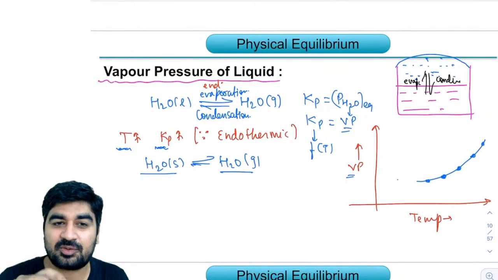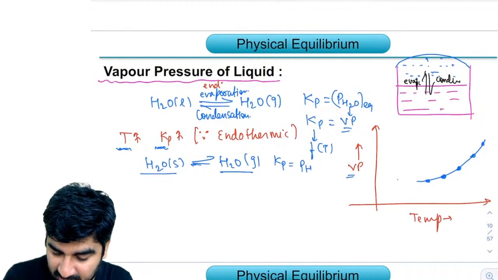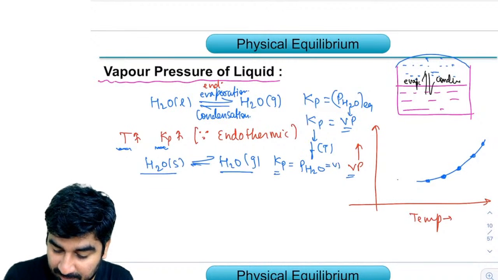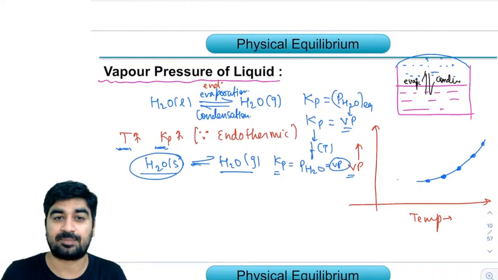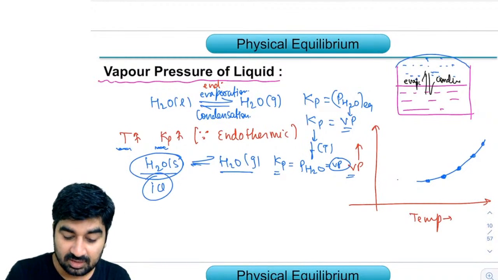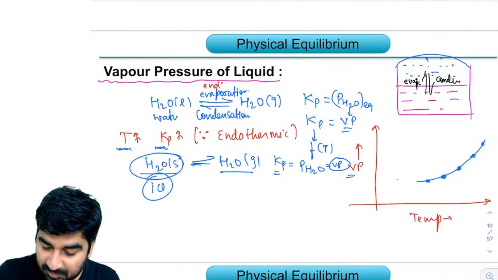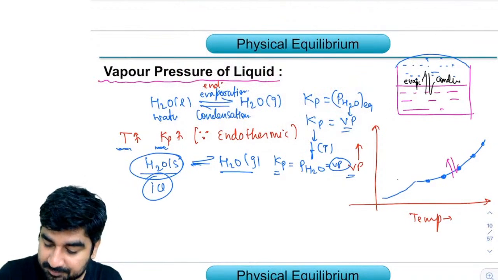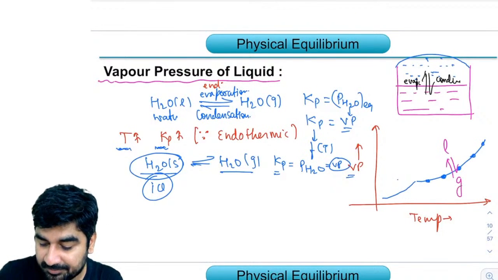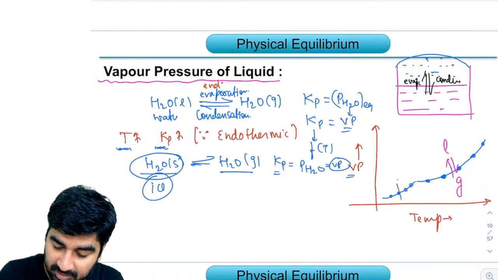So, guys, here you can see this is the Kp, and Kp means this is the partial pressure of H2O again. This is vapor pressure, but this is the vapor pressure of ice, and this is the vapor pressure of water. So for ice, if you make this, it will be like this. And here I can say this is the equilibrium between liquid and gas. And here if I plot the dots, then I would say this is the equilibrium between solid and gas.